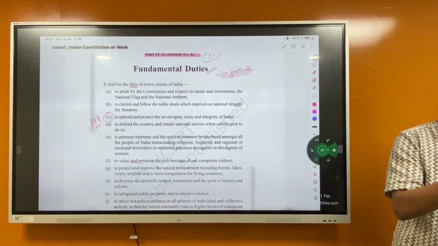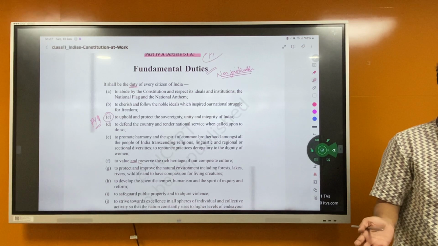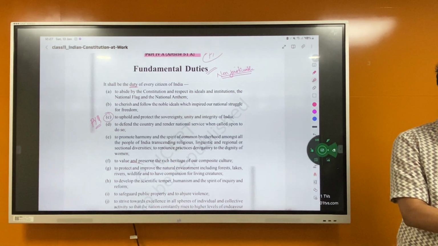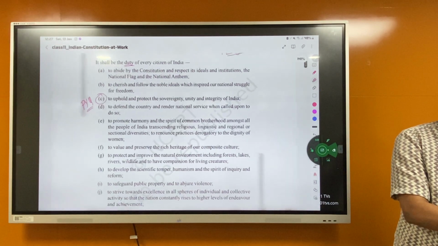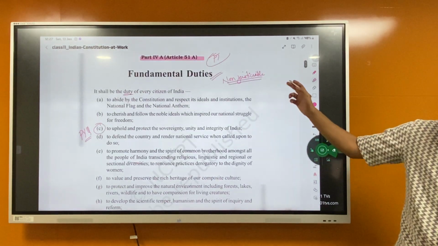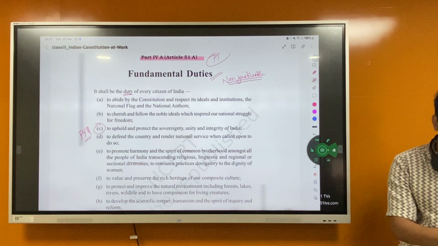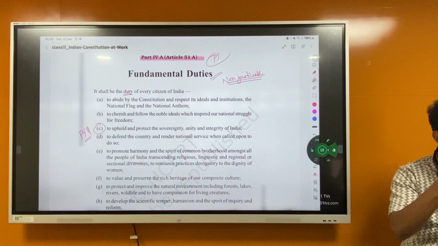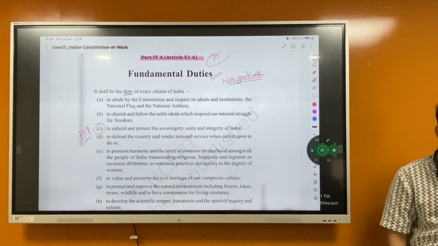So some basic information you have got about what your duties are. It's not just yours, it's everyone's. Whoever is a citizen of India has some duties to follow. These are our duties, fundamental duties. So it is written non-justiciable. We'll talk about what justiciable and non-justiciable mean in the upcoming chapters.